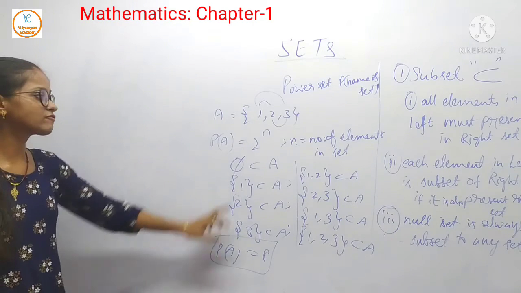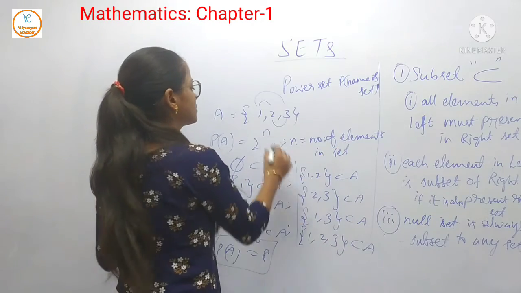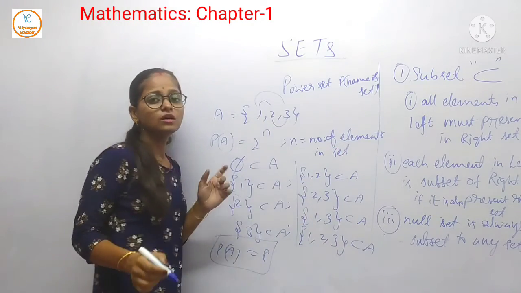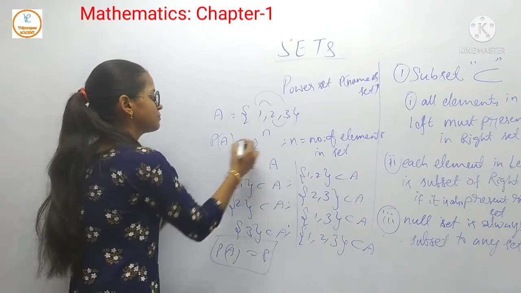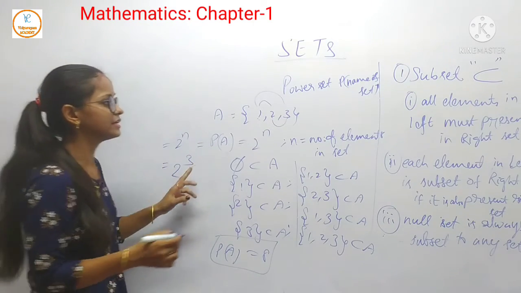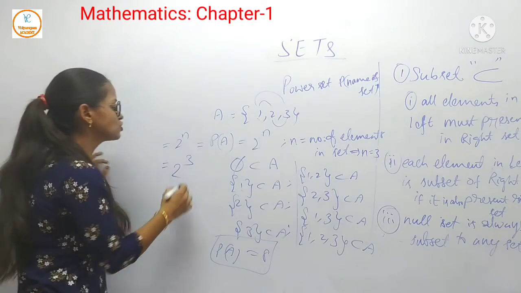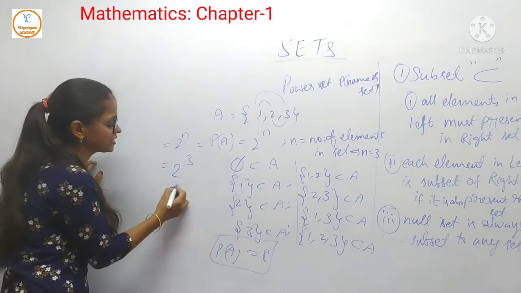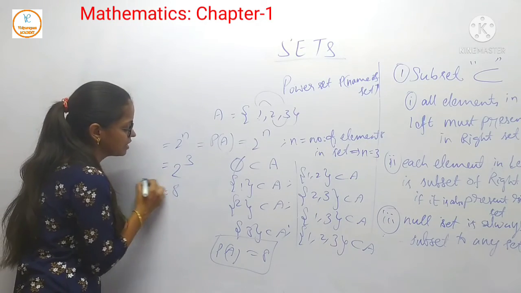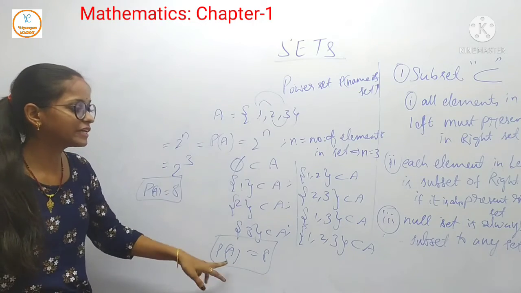So by this formula can we solve? Yes. n is the number of elements in this set. What are the elements here? 1, 2, 3. So the count is 3 elements. So simply put 2 power n, which is 2 power 3, since n is equal to 3. So 2 cube is nothing but 2 2s are 4, 4 2s are 8. So simply by this formula we can calculate the power set, and this is the proof I gave you.